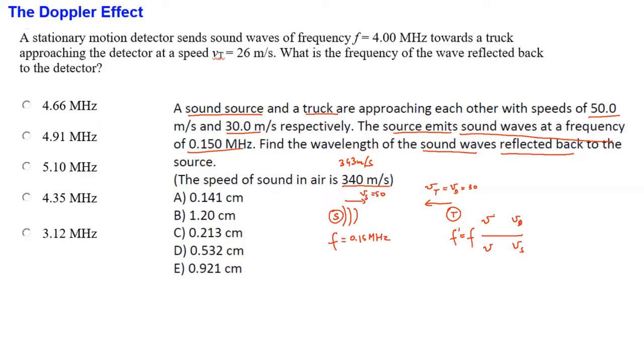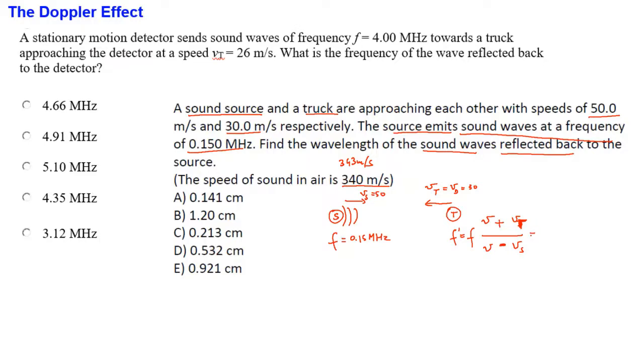So what is Vd? Vd is V track. So will it be plus or minus? What do you think? Of course, it will be a plus. What about here? Will it be plus or minus? Of course, Vs is moving towards it, so you want to increase the frequency. So it will be a minus. And you know this very well.